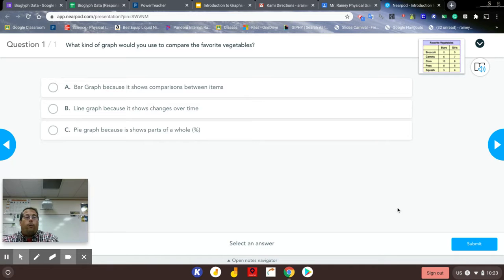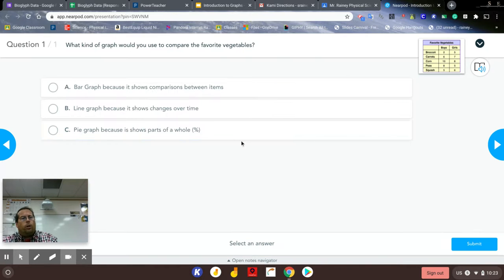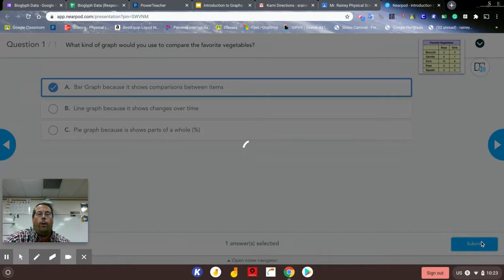Then, what kind of graph would you use to compare the favorite vegetables? So I have favorite vegetables: broccoli, carrots, corn, peas, and squash. Brussels sprouts not on the list. How can that be? So, I'm comparing objects. As soon as I hear the word compare, bar graph, because it shows comparison between items, that is my response. It's not showing changes over time. It's not showing parts of a whole. So it's comparing. So that is going to be a bar graph.